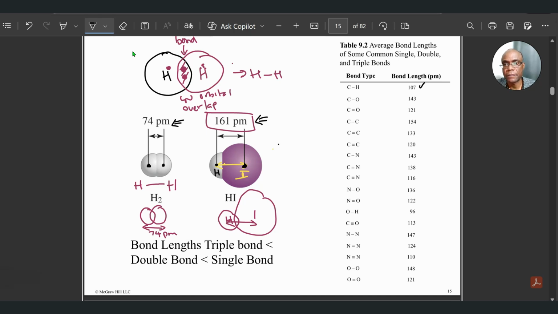CH is 107 because hydrogen is a baby. But now if you look at bigger elements, I'm trying to look for bigger elements here. Oh yeah, you can look at nitrogen and oxygen. You see, look at the bond length is 136. However, compare N single bond O and double bond O.